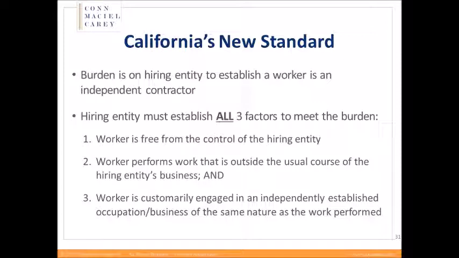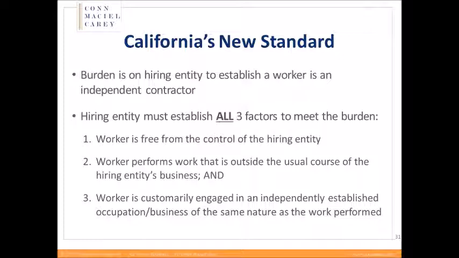Then the Supreme Court went on to establish a three-part test that should be used in making this evaluation, and that should be used by employers in meeting this burden of showing that someone should be treated as an independent contractor. The first factor requires that the worker is free from the control of the hiring entity, which is a similar factor under other state tests as well as the federal law that we discussed a little bit earlier.